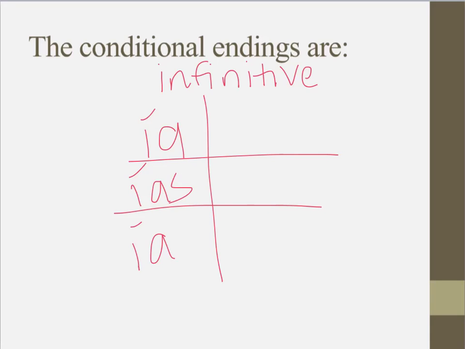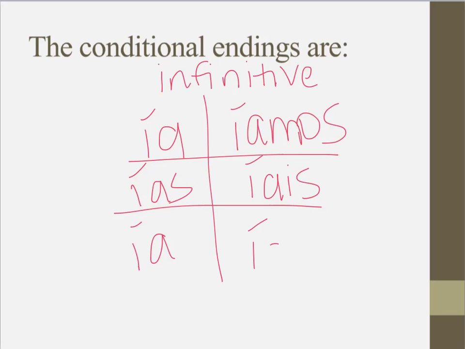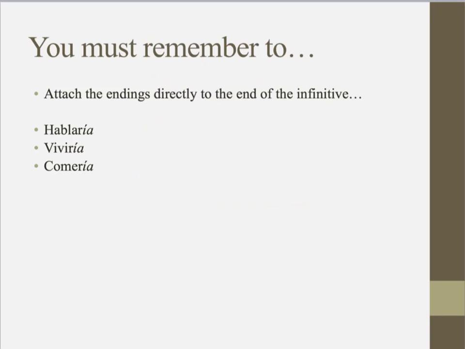Notice we have accents in all of the forms here. They should remind you an awful lot of the imperfect endings, but the difference is that we're adding them to the end of the infinitive. So it says add the endings directly to the end of the infinitive. I wanted to make sure that I made that statement. So notice that we have hablar in our ending. Hablaría would be I would talk. Viviría would be I would live. And comería would be I would eat.